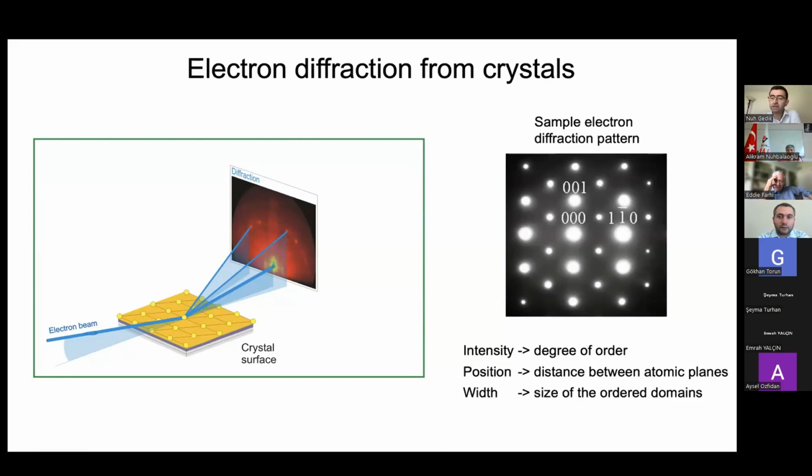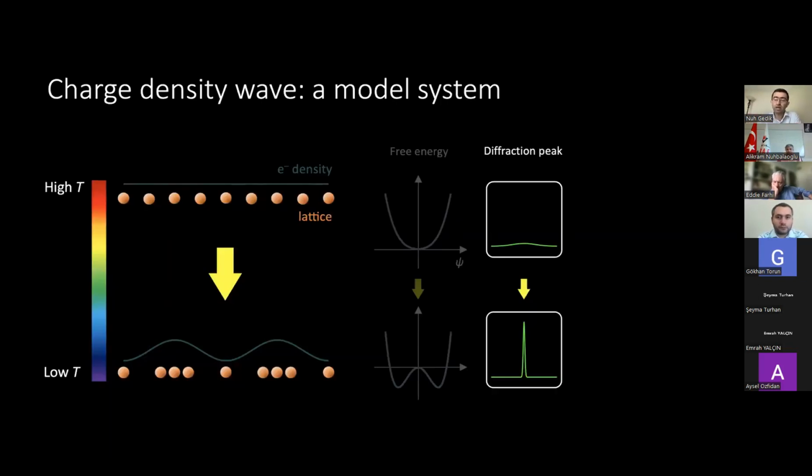The intensity of these spots basically tells you the degree of order. The position tells you the distance between these atomic planes, and the width of these Bragg spots basically tells you the size of the ordered domains. If the entire sample is ordered, then these would be very narrow, sharp peaks. Okay, so now we're going to use this to probe charge density waves.